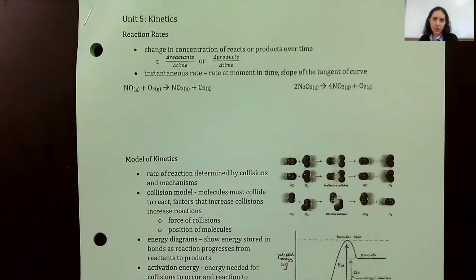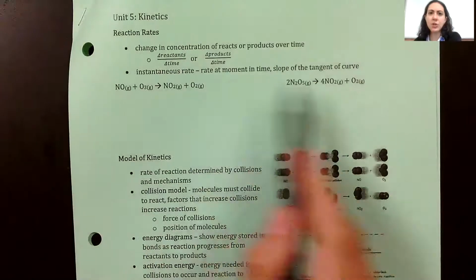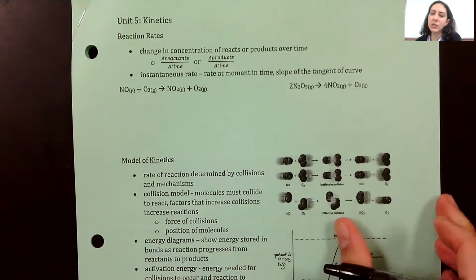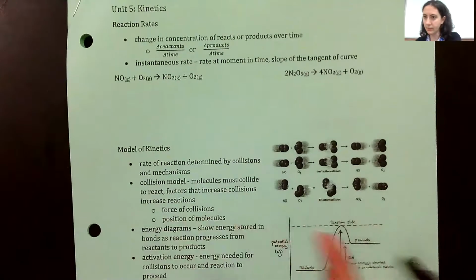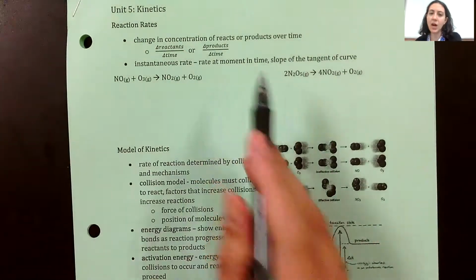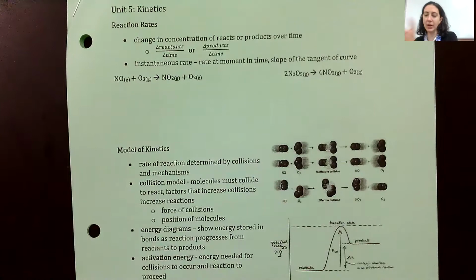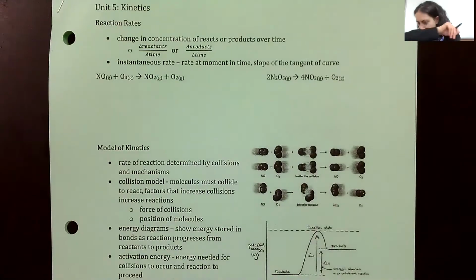Okay, so reaction rates, again, like we said, are the change in concentration of reactants or products over time. So let's take a look at this one. This is a good reaction. These are two reactions that we're going to be using as examples throughout this whole unit. It's a little confusing because they're both combinations of nitrogen and oxygen, but welcome to chemistry.